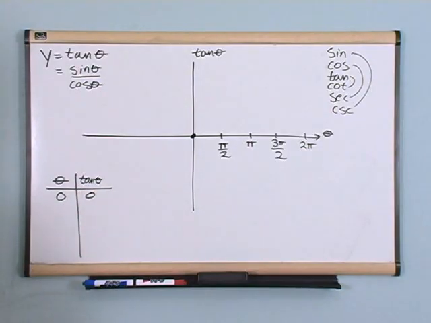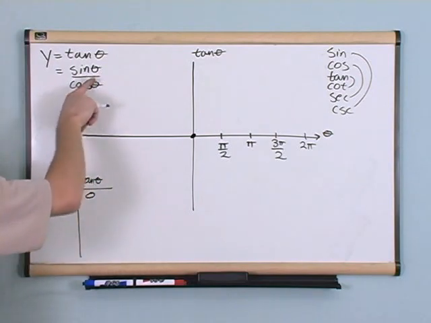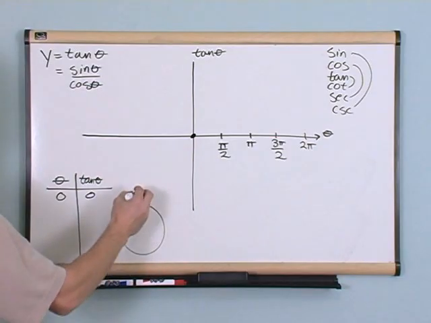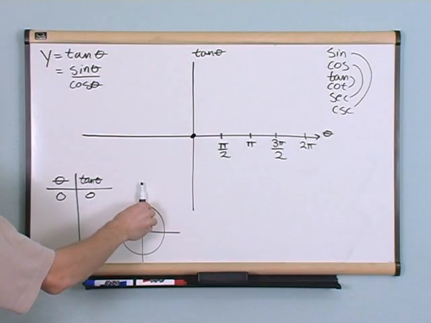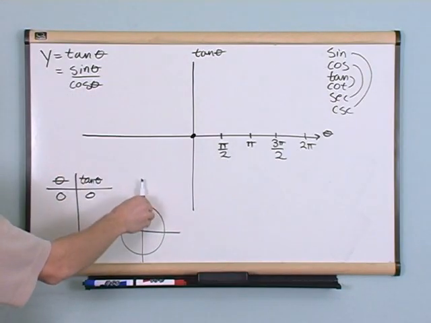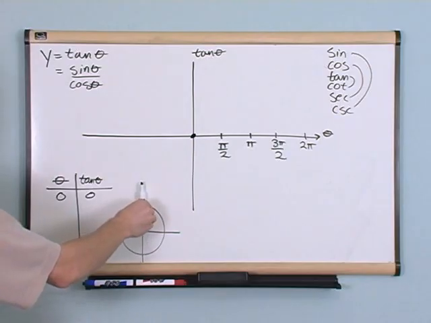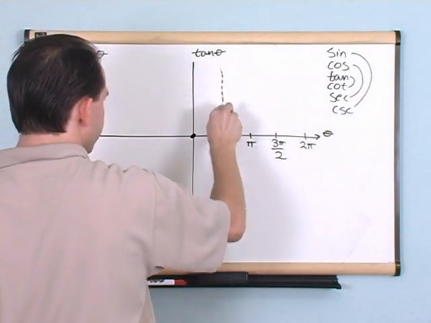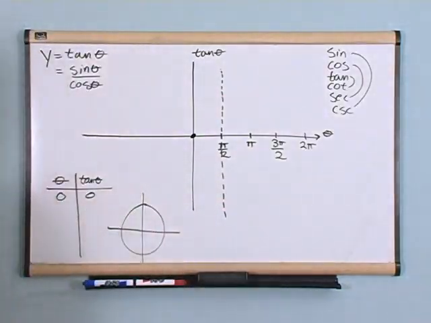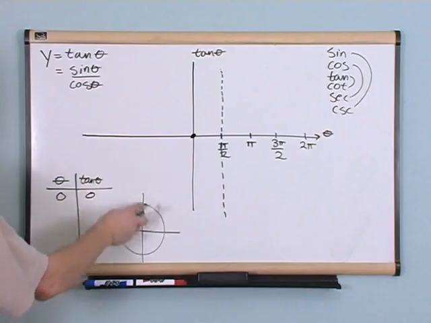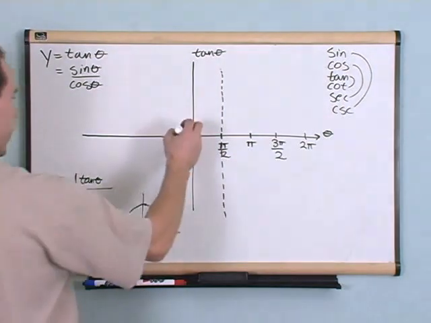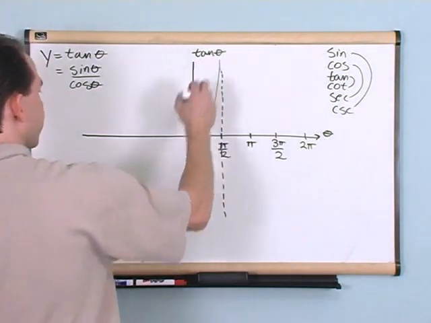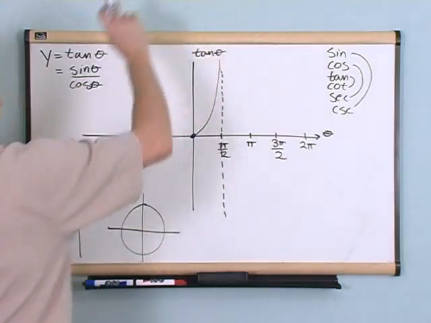Now as I increase the angle, eventually I get to pi over 2. I'm going to draw a little unit circle here to help us remember. Sine of pi over 2, which is up here, is perfectly defined. That's 1. But cosine of pi over 2, which I need to divide by, is 0. So I'm going to have one of those asymptotes here at pi over 2. As the angle gets closer and closer to pi over 2, the denominator goes to 0 because cosine of pi over 2 is 0. So in this region, you're going to have something that goes from 0 up to infinity.